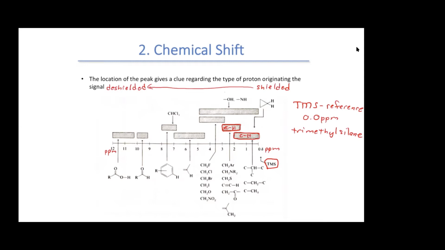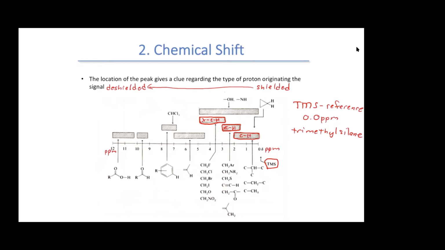Then even more deshielded protons have something that's considered electronegative, or electron withdrawing, like the electron withdrawing groups from your aromatic substitutions. Those are a good correlation here. So you can see it's typically halogens, oxygen, or a nitro group that will start making that proton even more deshielded.